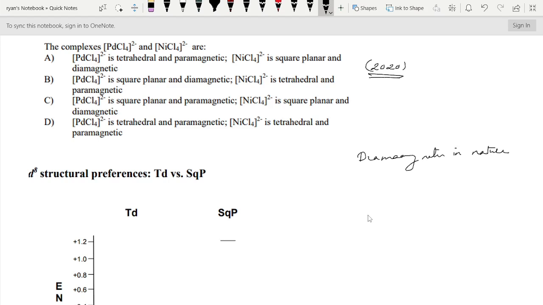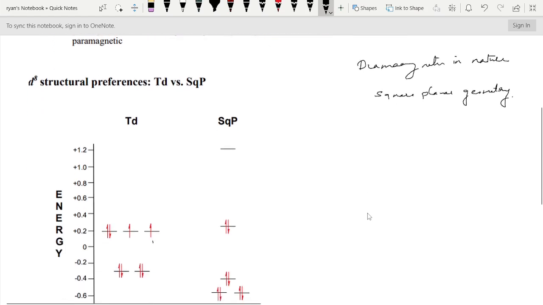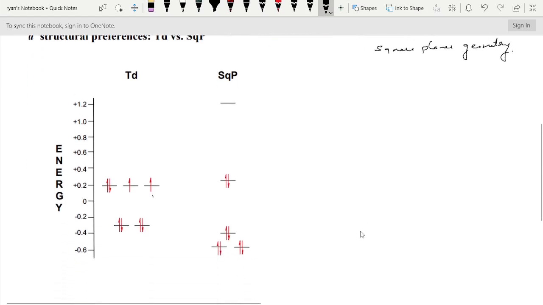Diamagnetic in nature, that is square planar. Square planar geometry. Here all 8 electrons are paired in lower energy orbital.